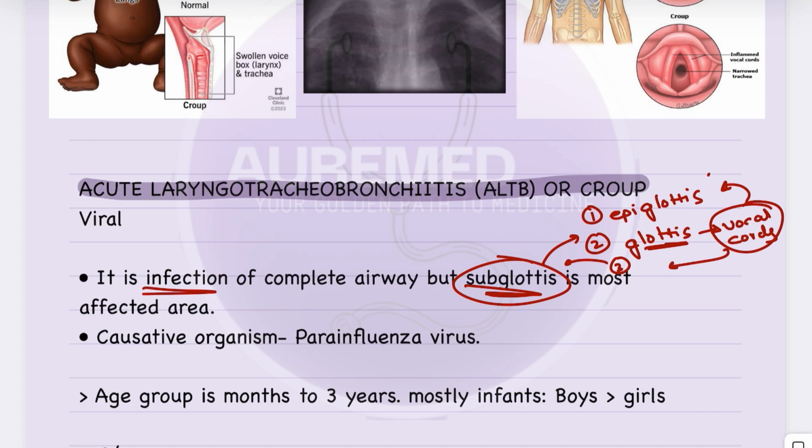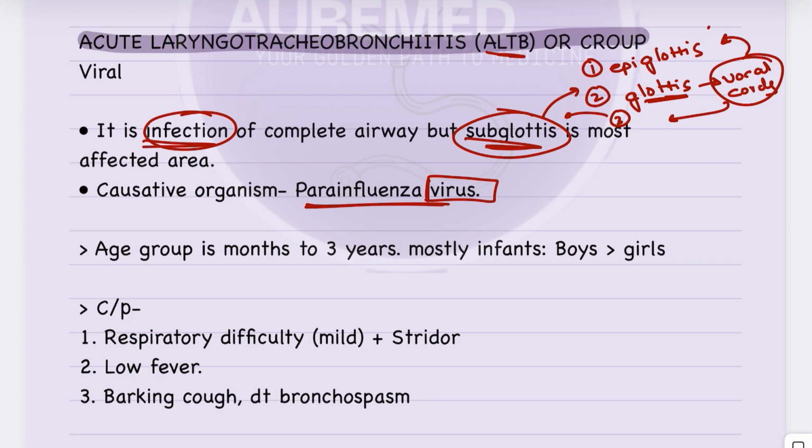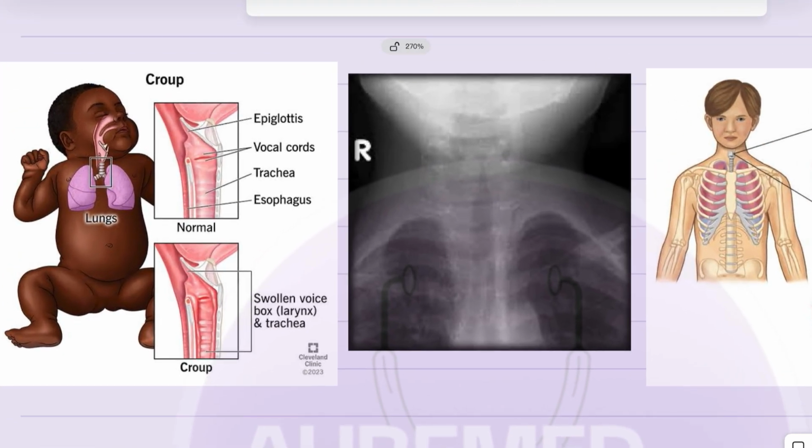And here in ALTB, there is an infection to the subglottis, which is below the vocal cords. The most common organism is parainfluenza virus, so it is caused by viruses. The age group is between months to years and seen mostly in boys. As you can see in this picture, this is around a 3-4 year old boy who is suffering from croup.